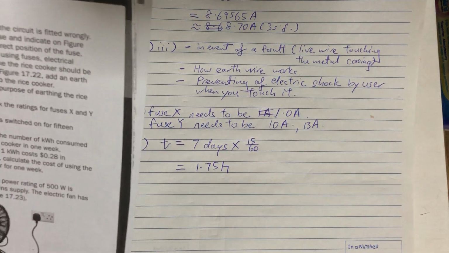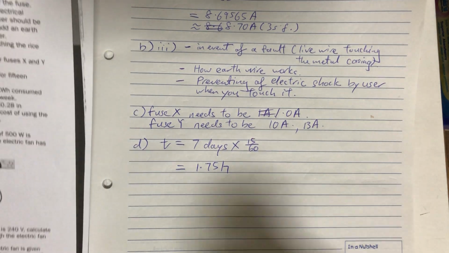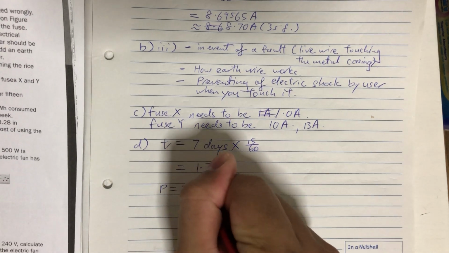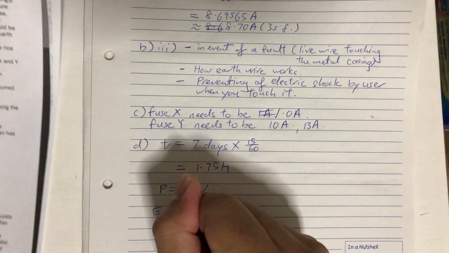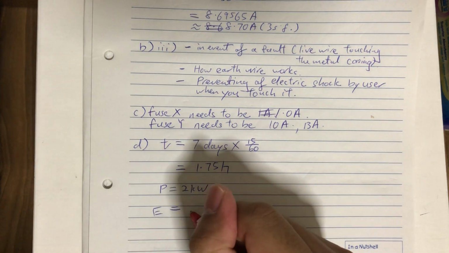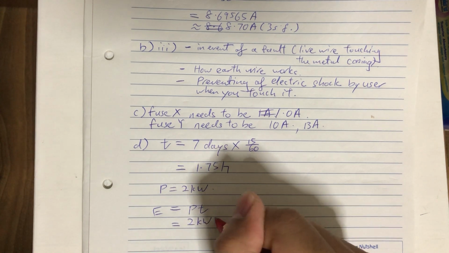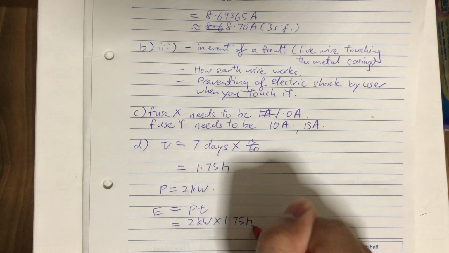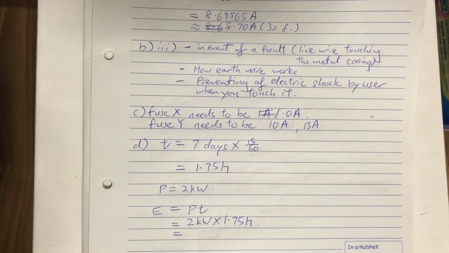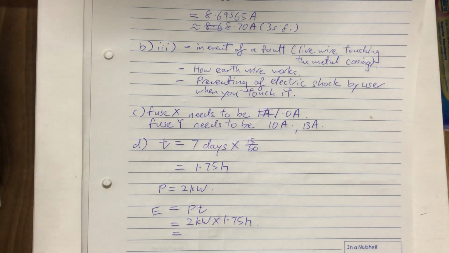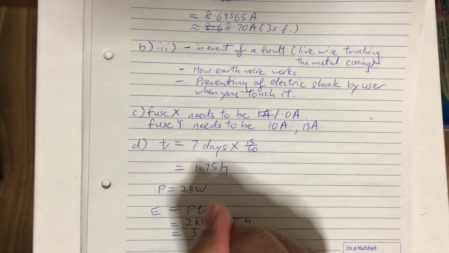But you want to calculate the energy involved. Power given is 2 kilowatts. So energy would be equal to power times time. So 2 kilowatts multiplied by 1.75 hours. So your final answer should be 3.5 kilowatt hours.